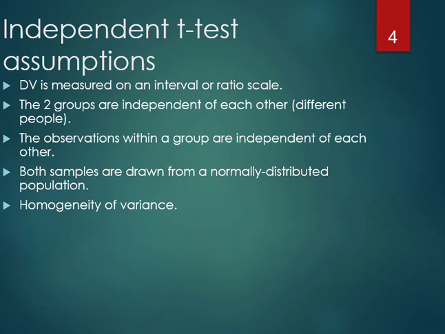A quick review: independent t-test assumptions. Dependent variable is measured on an interval or ratio scale. Two independent groups. Observations within a group are independent of each other. Both samples are drawn from a normally distributed population. And we have homogeneity of variance, which means that the variance for both groups is going to be equal. So if we have males versus females, they will have the same variability, even though they might have a different mean, such as for height.